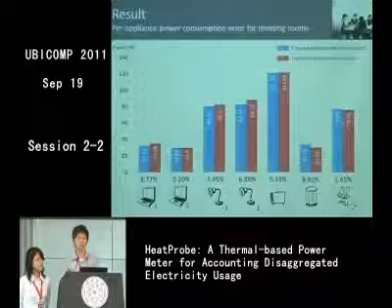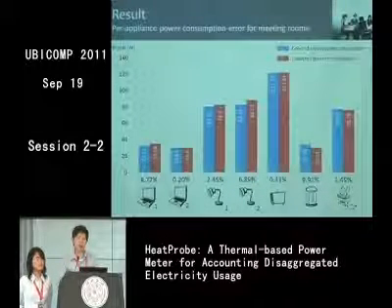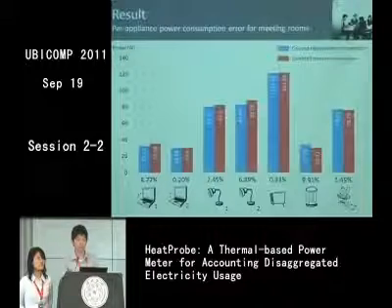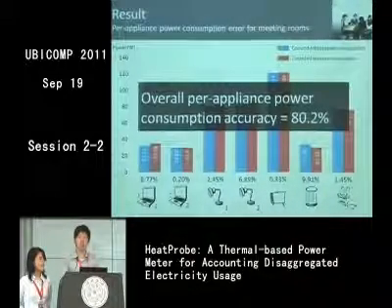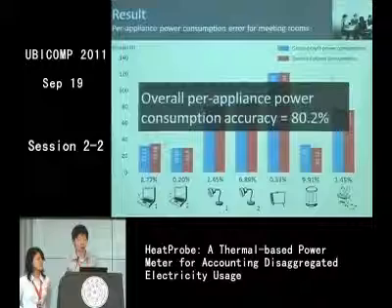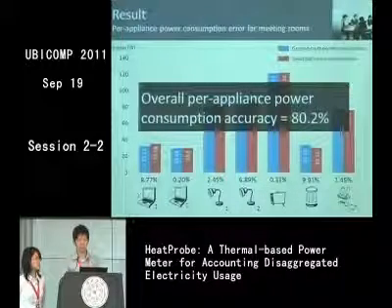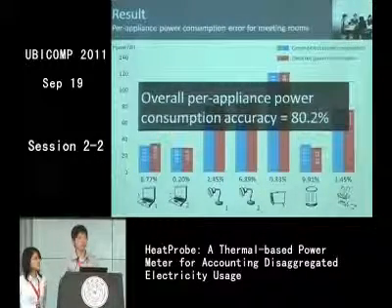This is the result of the second scenario, and the error for all appliances is under 10%. The result of the third scenario can be referenced in our paper, and the overall per appliance power consumption accuracy is 80.2%.